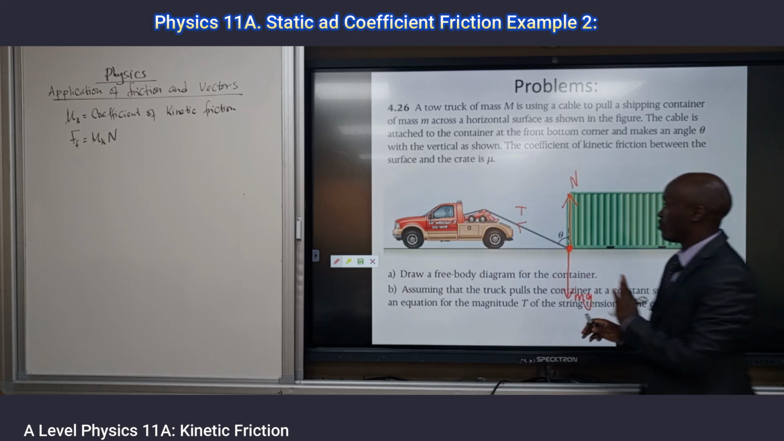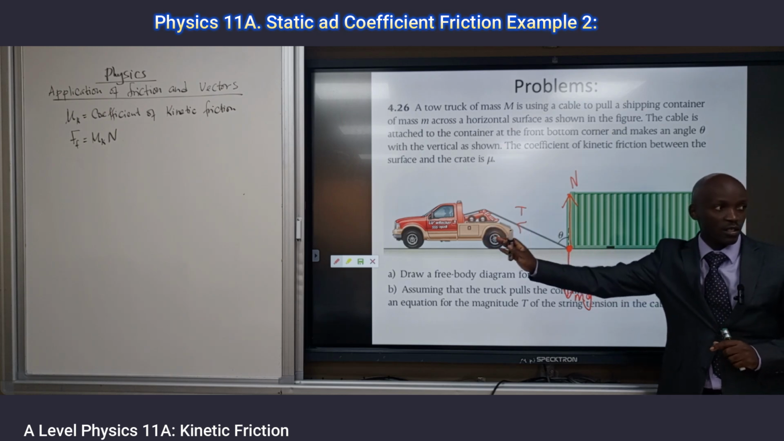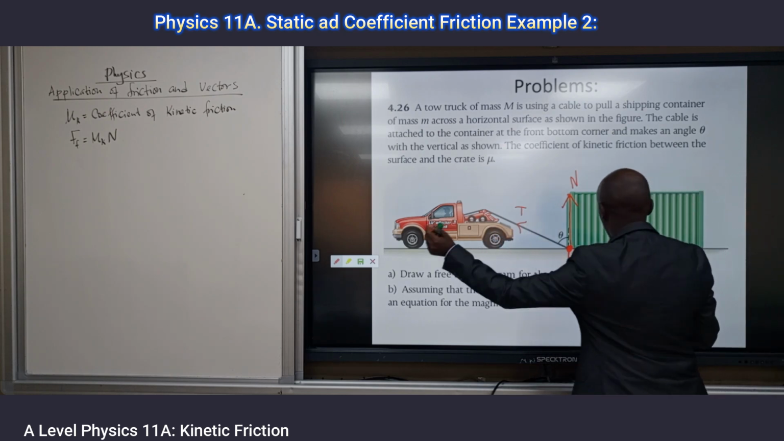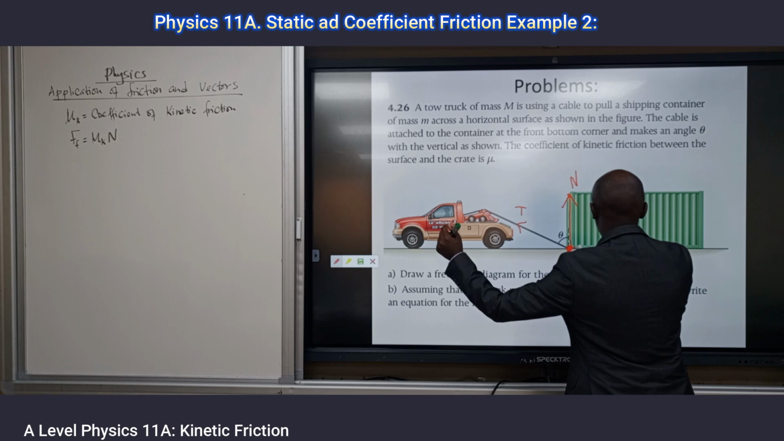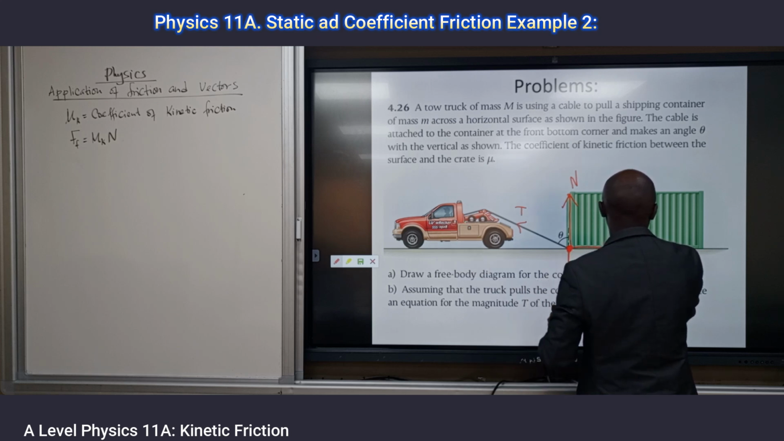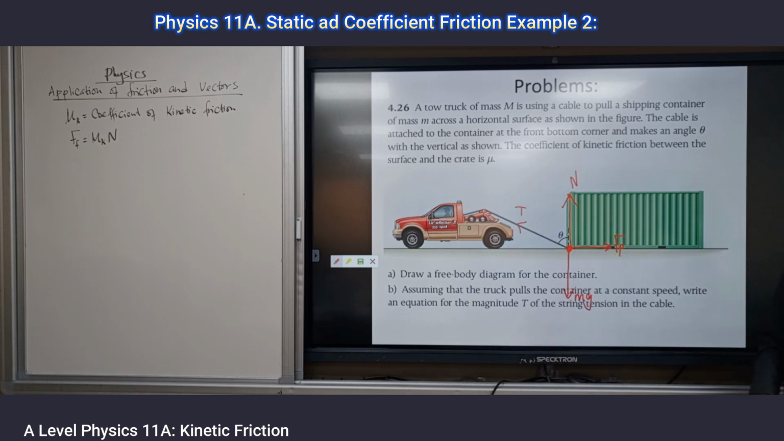Because we are pulling it in this direction, that is to the left, we're going to have a friction force acting in this direction. So that should form the free body diagram.